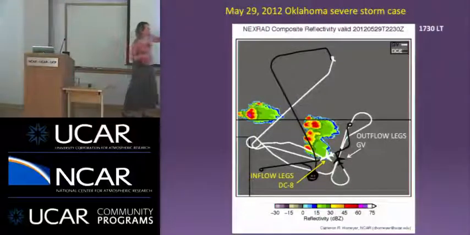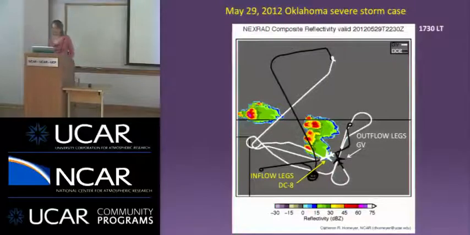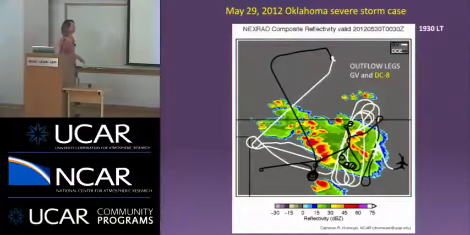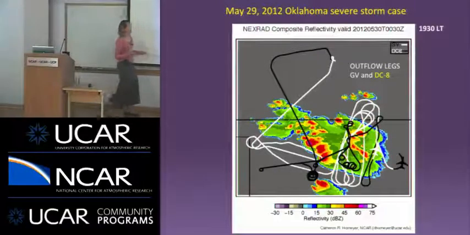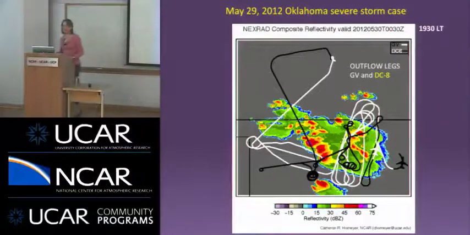So here is an example of the DC-8 flying in the inflow legs. Here's an example of the G5 flying in the outflow region. Two hours later, the storm developed further. And in that 2-hour period, the DC-8 finished sampling the boundary layer. It spiraled up and is now also flying in the outflow region. So we have both airplanes in the outflow region characterizing what was coming out of this storm.